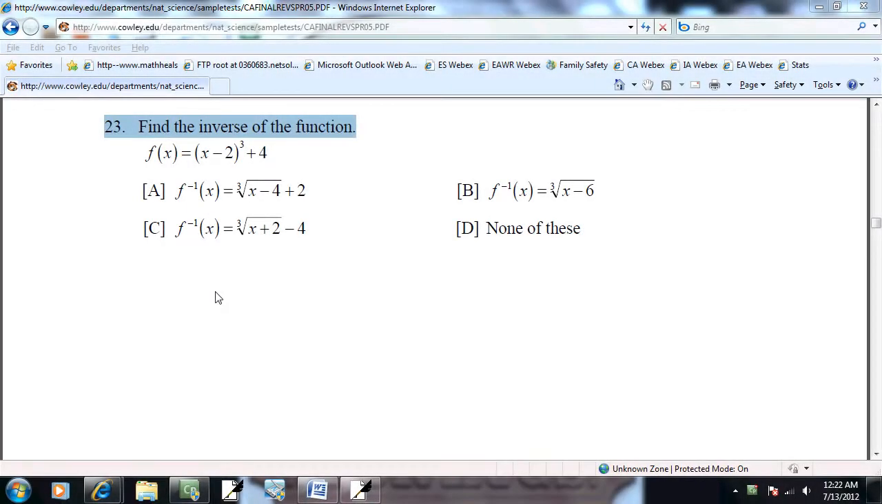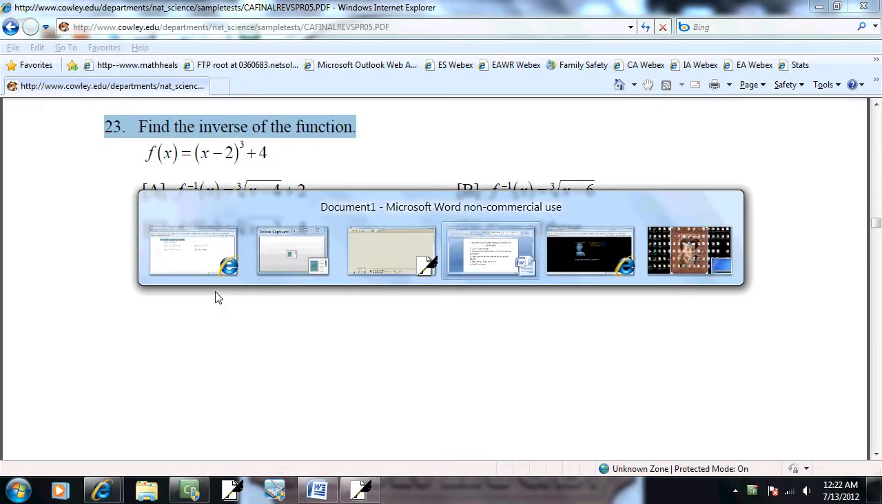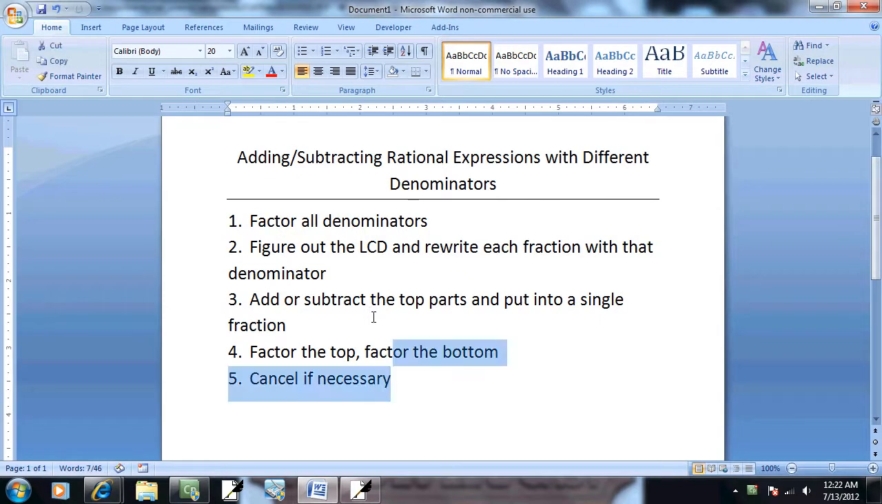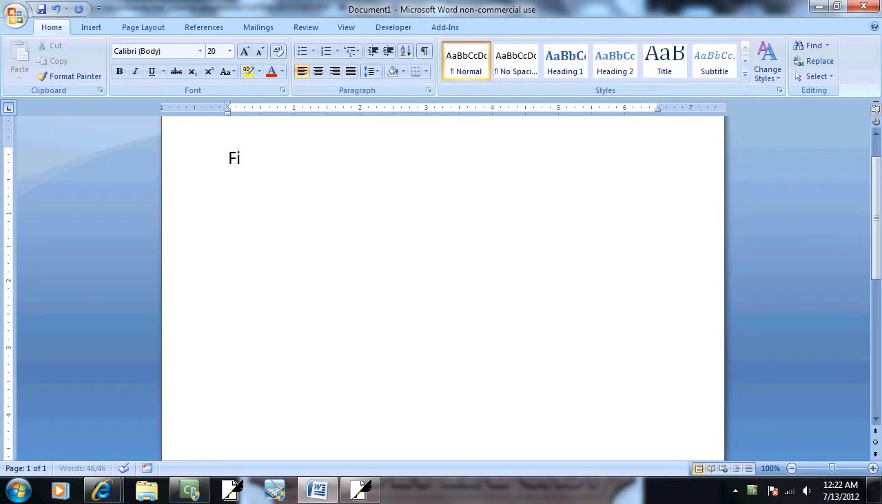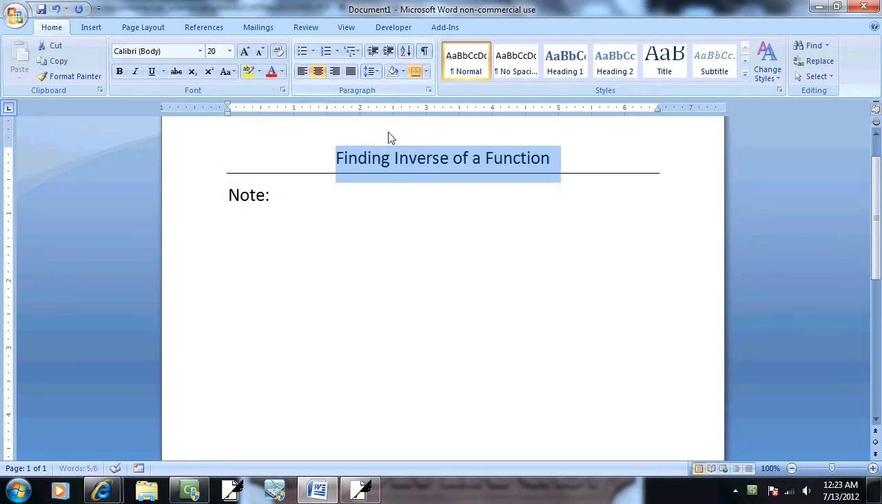Take a look at number 23. It says find the inverse of the function. So let's refresh our memory on the steps for finding the inverse. Inverse of a function. We have a note. Actually, let me make that center, and there we go.